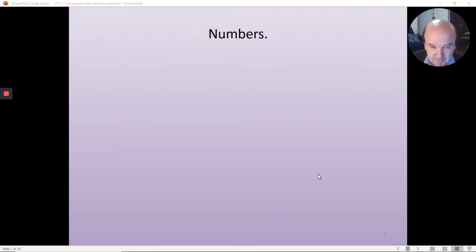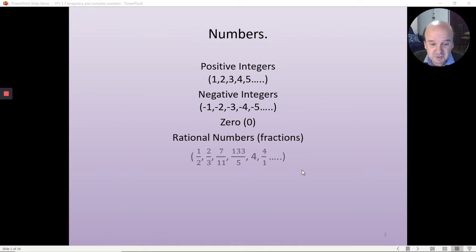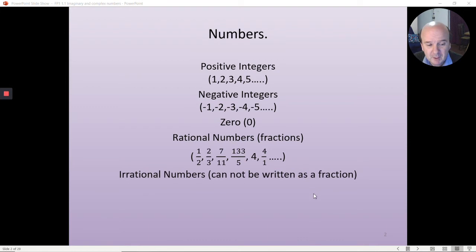First of all, there are many numbers with which you should already be very familiar. Positive integers like 1, 2, 3, 4 and 5, negative integers, same things, but the negative version. 0, which is a strange number and was late to join the game. Rational numbers, which are any number that can be written as a fraction, things like a half, 2/3, and so on and so on. Irrational numbers, which are numbers which it's not possible to write as a fraction.